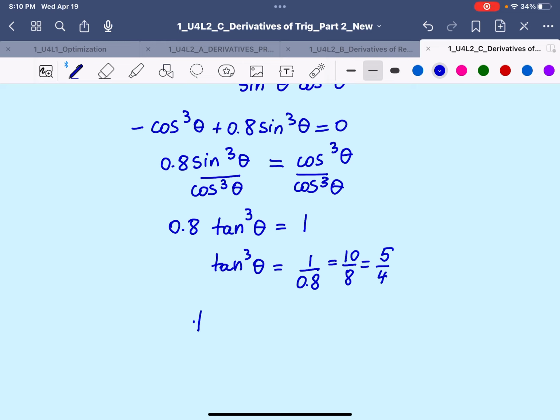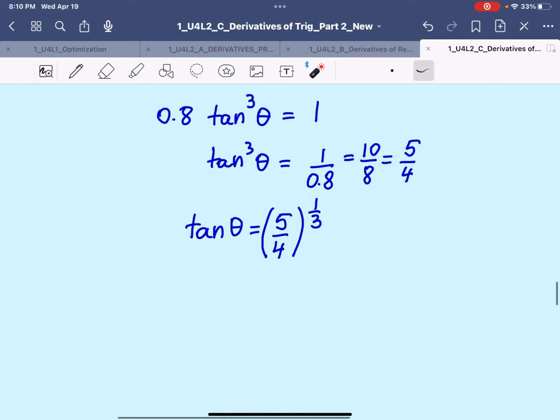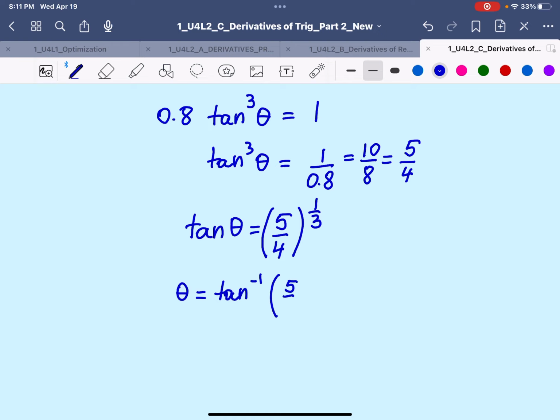So if tan cubed theta is 5 over 4, that will make tan theta equal to 5 over 4 to the power of 1/3. Now remember, this is an odd index, or an odd denominator, so we don't have to take plus and minus. Only with even denominators we do. So let's solve the equation now. Angle theta equals inverse tan, and then here we have 5 over 4 to the power of 1/3.